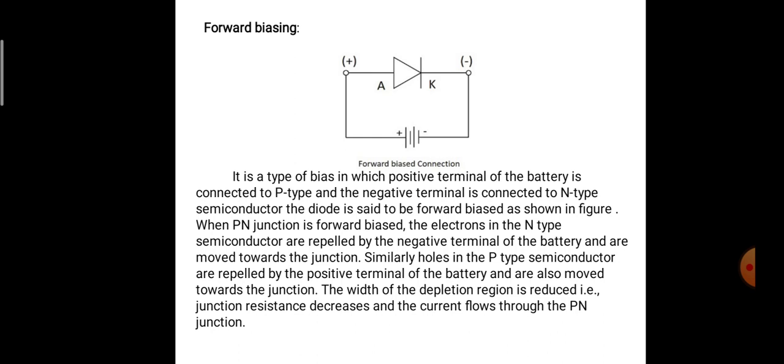When the p-n junction is forward biased, the electrons in the n-type semiconductor are repelled by the negative terminal of the battery and are moved towards the junction. Similarly, holes in the p-type semiconductor are repelled by the positive terminal of the battery and are also moved towards the junction. The width of the depletion region is reduced, that is, junction resistance decreases and the current flows through the PN junction.